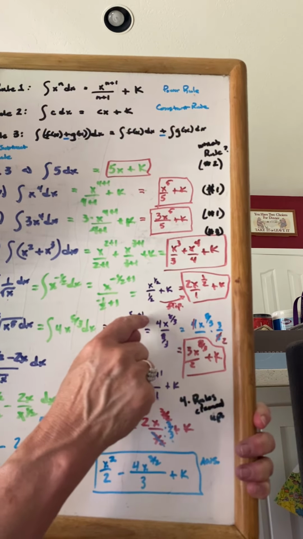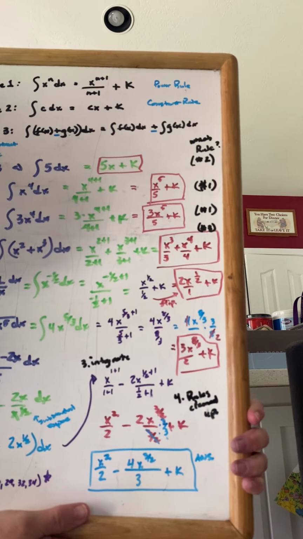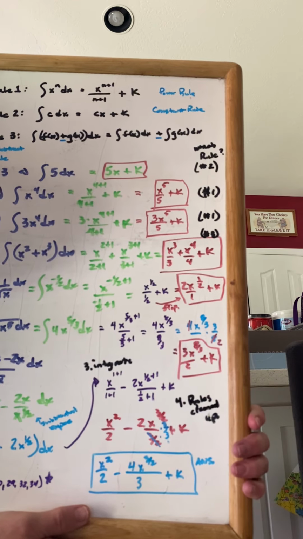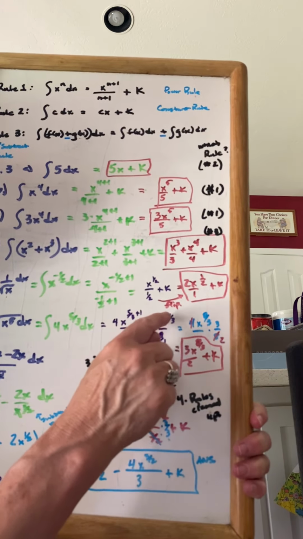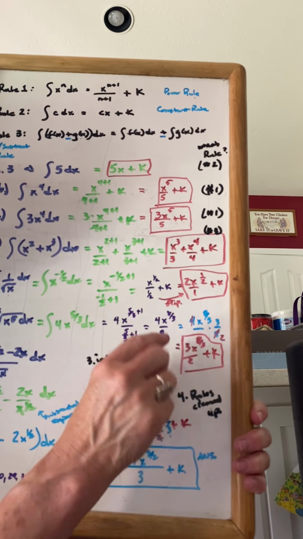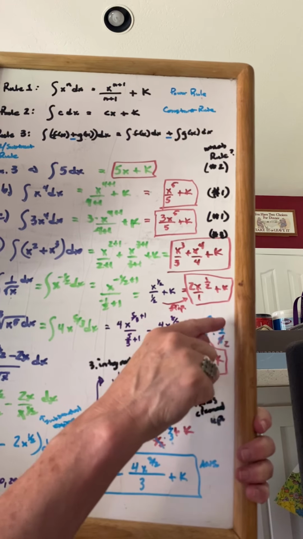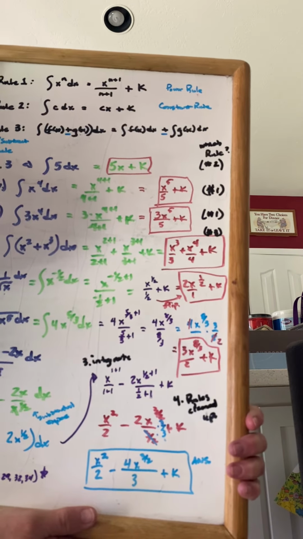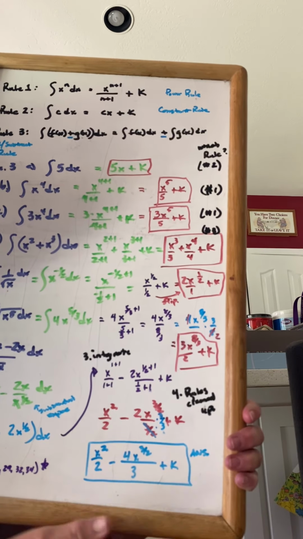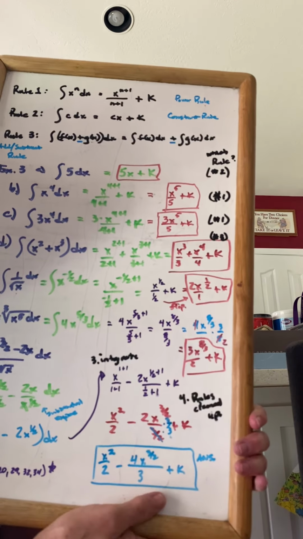Power rule, 5/3 plus 1 over 5/3 plus 1. 5/3 plus 1, and 1 is the same as 3/3. So 5/3 plus 3/3 is 8/3. So 4x to the 8/3 over 8/3. Now this one, when you flip it, that 8 is on the denominator. You do 3 over 8. The 4 and the 8 cancel. Well, reduce. So now I have 3x to the 8/3 over 2 plus k.